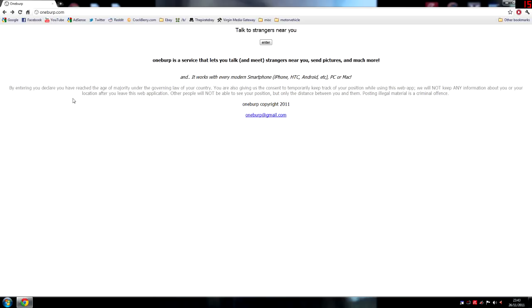To enter this website, you do have to be the age of majority under the governing law of your country. So for the UK, I think it's 18, something like that. If you're under that age, then basically you shouldn't be entering this site. But, you know, it's up to you. You're not going to get arrested, are you?